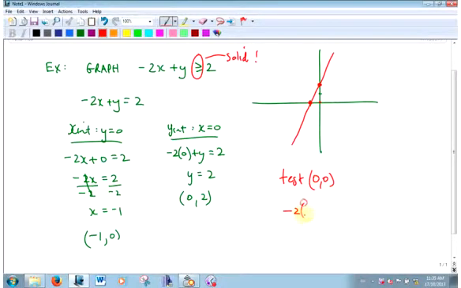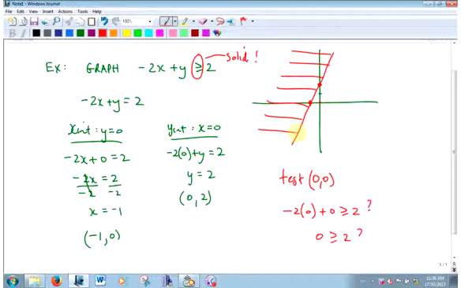Negative 2 times 0 plus y is 0. Is that greater than or equal to 2? Is 0 greater than or equal to 2? Definitely not. So that's not part of the solution. I want to shade the other side of the line. That's the solution. Okay? Okay, that's it.